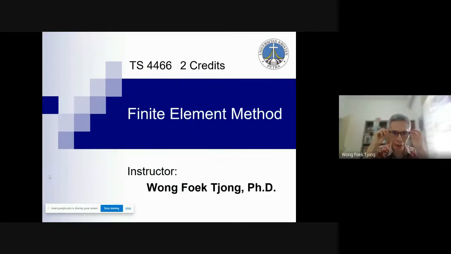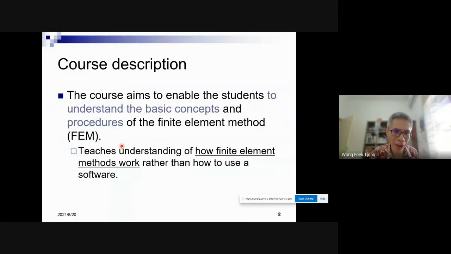Okay, this is the lecture of finite element, 2 credits. I am the instructor. This course aims to enable the students to understand the basic concepts and procedures of the finite element method. So I'm not going to teach you how to use a software, for example how to use SAP 2000 software, because that's in another course.